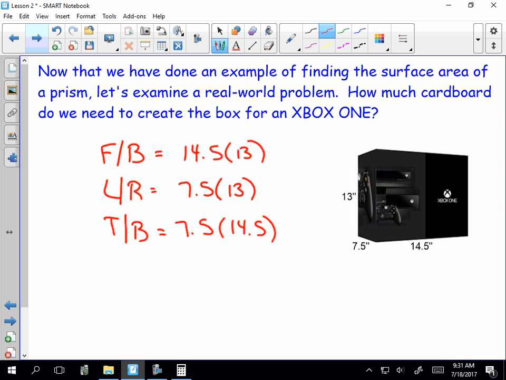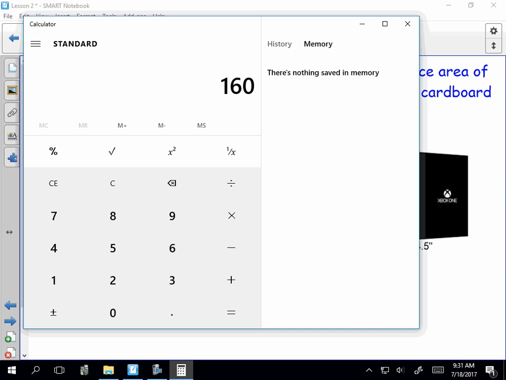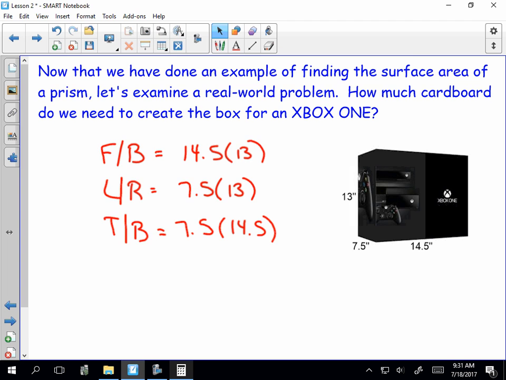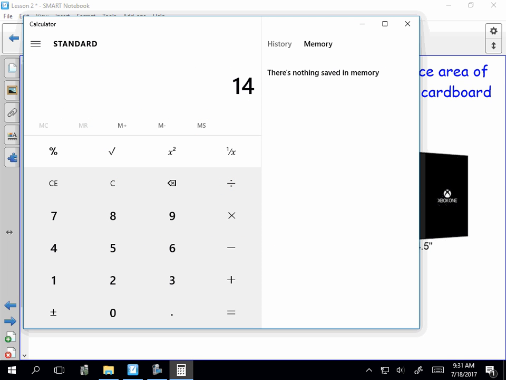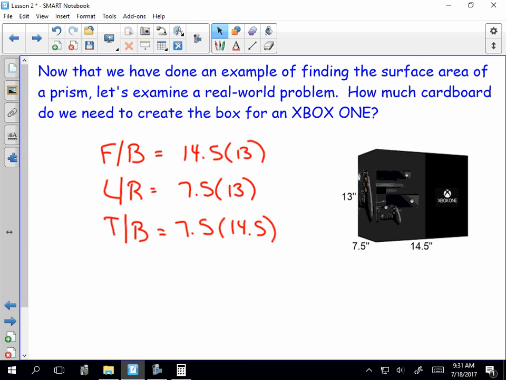Okay, so we have all of these, and if we want to find the surface area, we have to understand front and back, 2, so we're going to multiply by 2. Left and right, multiply by 2. And we're just going to work through to finish up those measurements. Okay, so we've got 14.5 times 13. Okay, we get 188.5. So we need 2 of those. Okay, so we've got 377 for that piece.